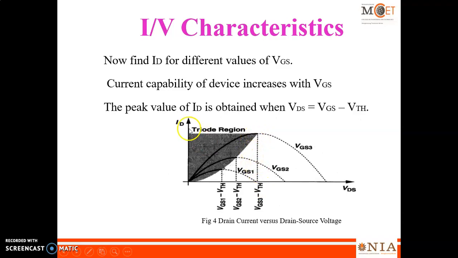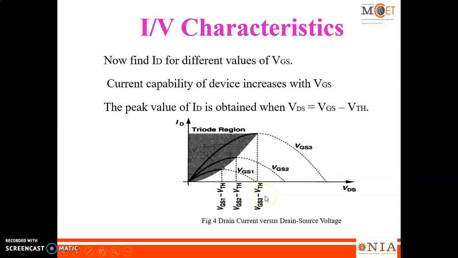Okay, so the drain current reaches a larger maximum value when I go on increasing the gate to source voltage. The peak value of drain current is obtained when the drain to source voltage is equal to VGS minus VTH. Are you able to understand the concept?